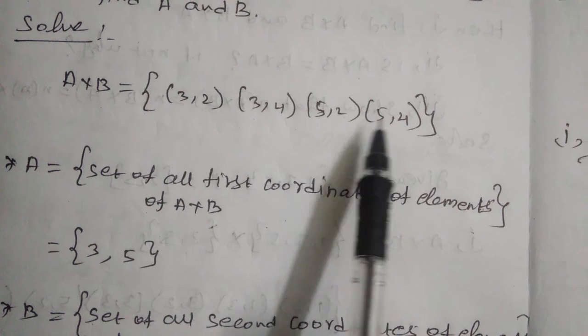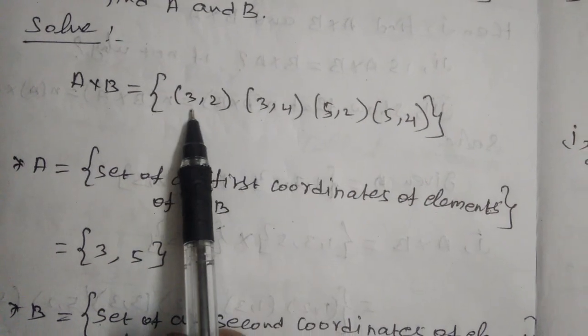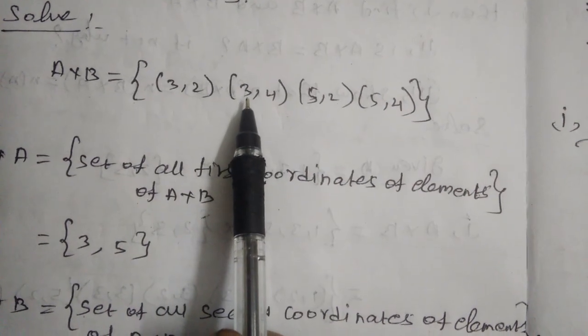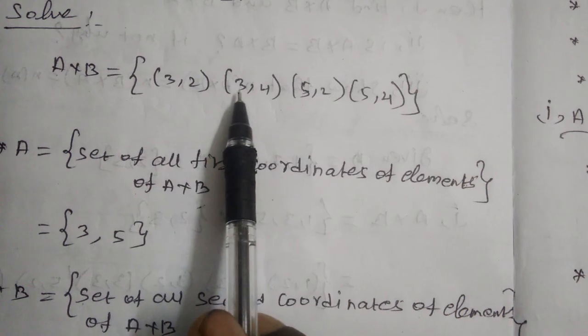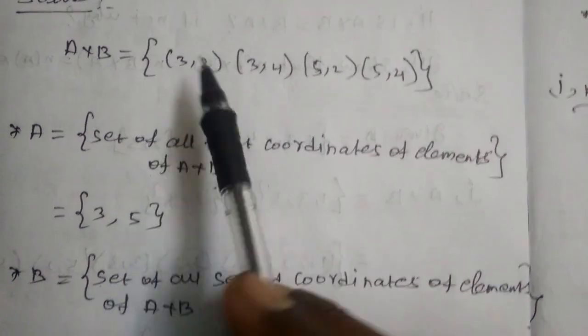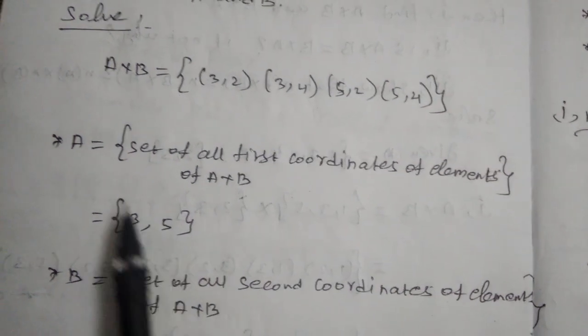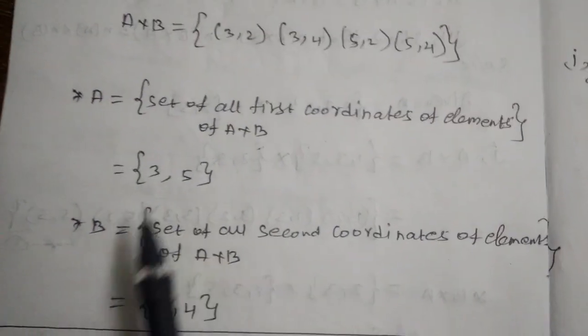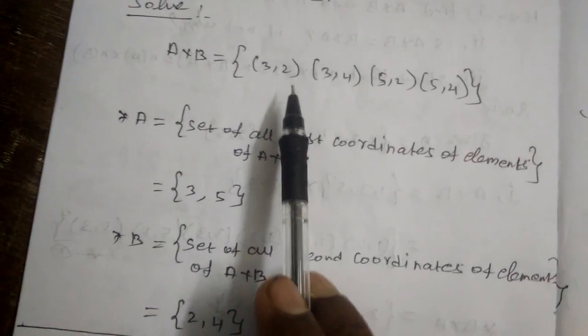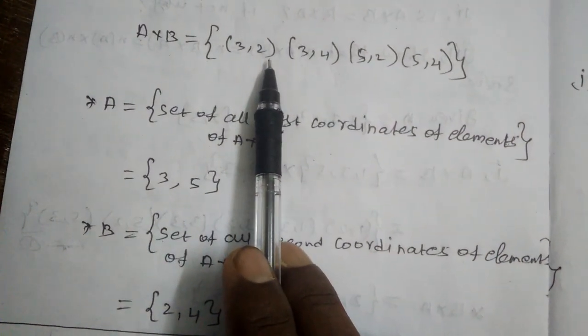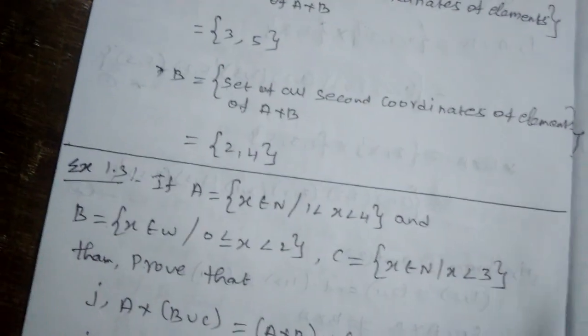3, 3, 5, 5. The 3 is coming twice, so we take only one 3 and one 5. So A is equal to {3, 5}. Similarly, B is equal to {2, 4}. That's all. The second question is solved now.